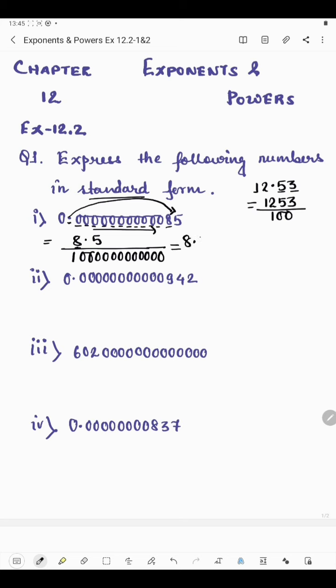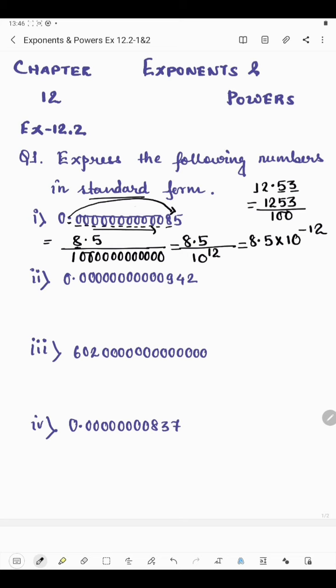Now we will write this number in power notation. Since we have 12 zeros, it will be 10 to the power 12. Now we will take this to the numerator, so power will become negative. So it will be 8.5 into 10 to the power minus 12. So this number is expressed in standard form.